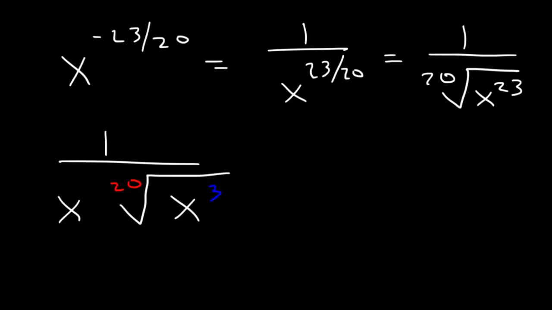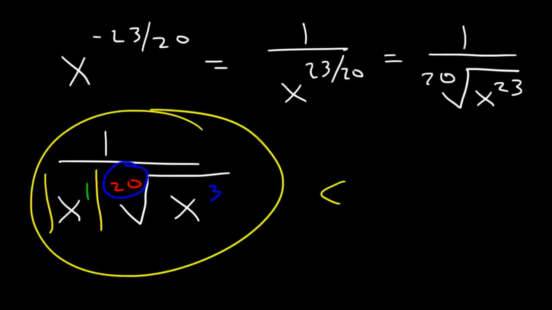Now, some teachers may require you to put an absolute value. If you have an even index number, and if you get an odd exponent, a variable coming out of the radical, you need to enclose it in absolute value. So you should write it as the absolute value of x times the 20th root of x cubed. So this is going to be the final answer to this problem.